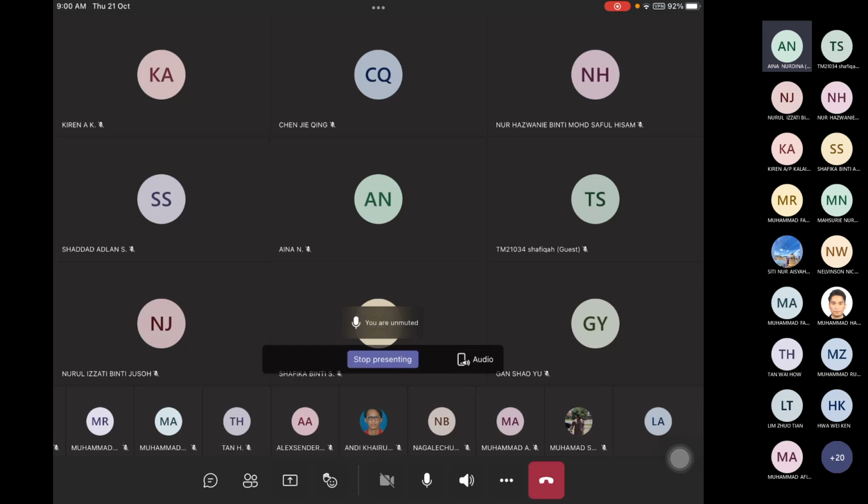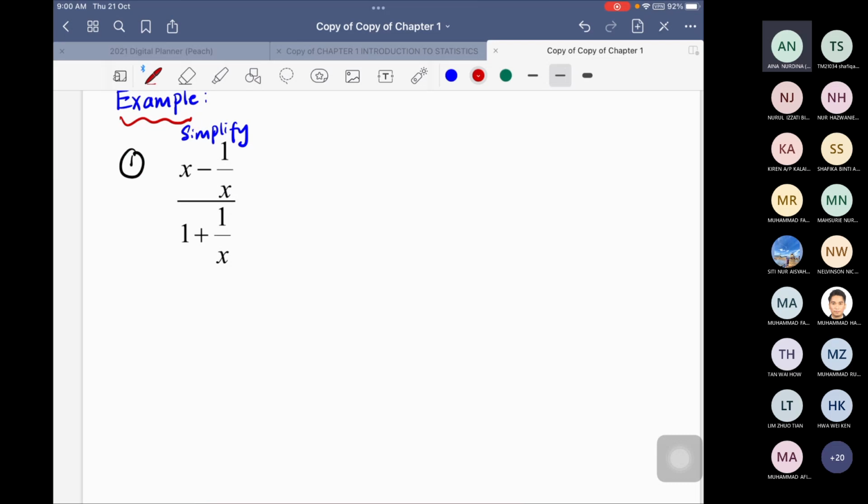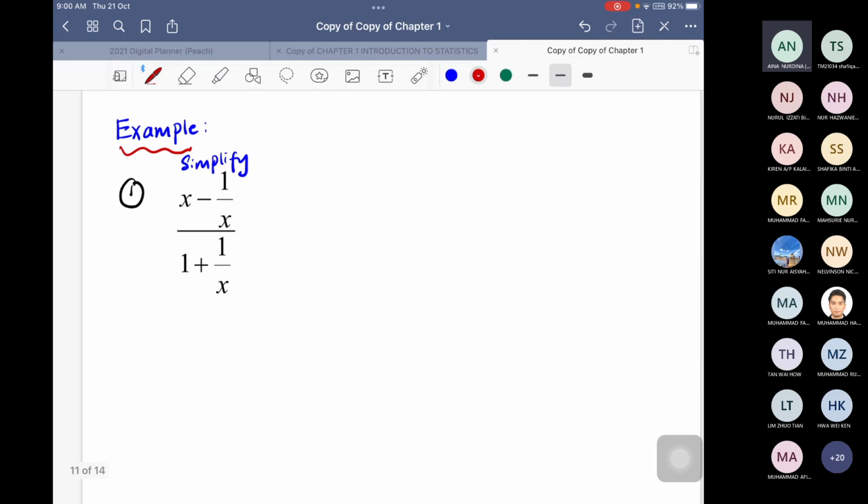Okay, so let's continue. Dah tak banyak dah nak habis dah kita punya material ni. So let's see, so macam mana kita nak deal dengan fraction. So kalau kita jumpa something that looks like this. Okay, for example number one, so we're going to simplify x tolak 1 per x per 1 tambah 1 per x. So soalan ni saya ambil dia daripada workbook saja.